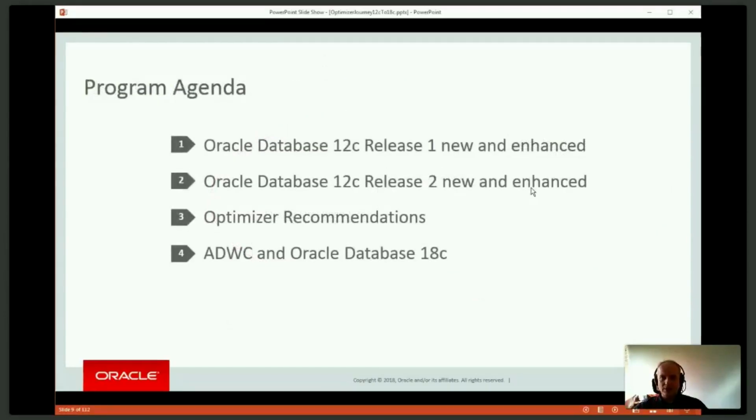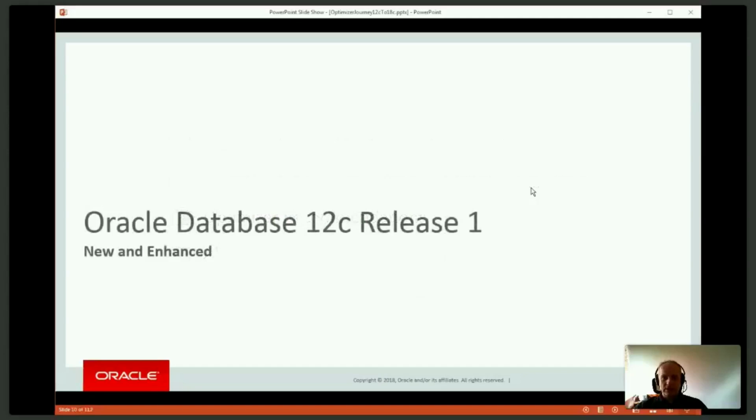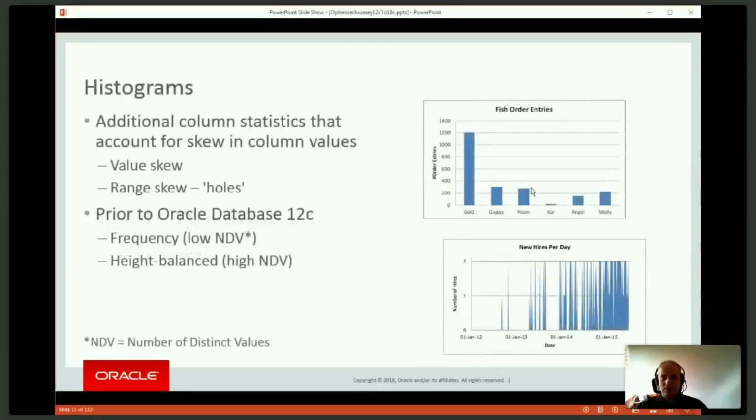So there's the agenda, a little bit on release 1, release 2, some of the new recommendations and best practice I'm going to cover as well, and then something about ADWC and the features that are incorporated in that. Okay, so database 12c release 1.